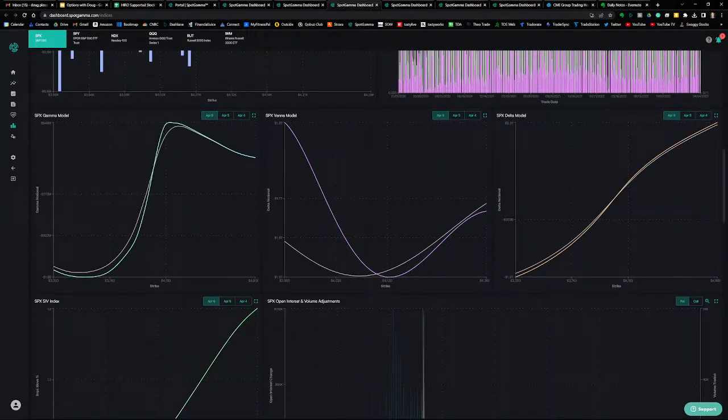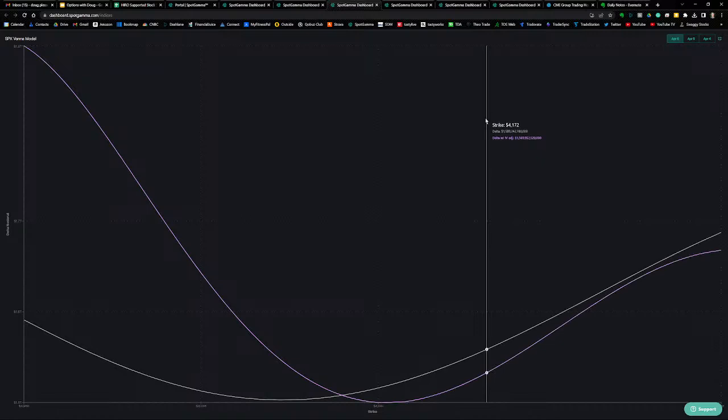Right now I want to look at the Vanna model, the Vanna charts. We'll zoom in on this as well. This is for SPX, and there are two lines here. And this is showing how market makers' delta notional, shown on the vertical axis, changes with price. That's shown by this light gray line. So again, this is showing how market makers' delta notional changes with changes in price, shown in the horizontal axis.